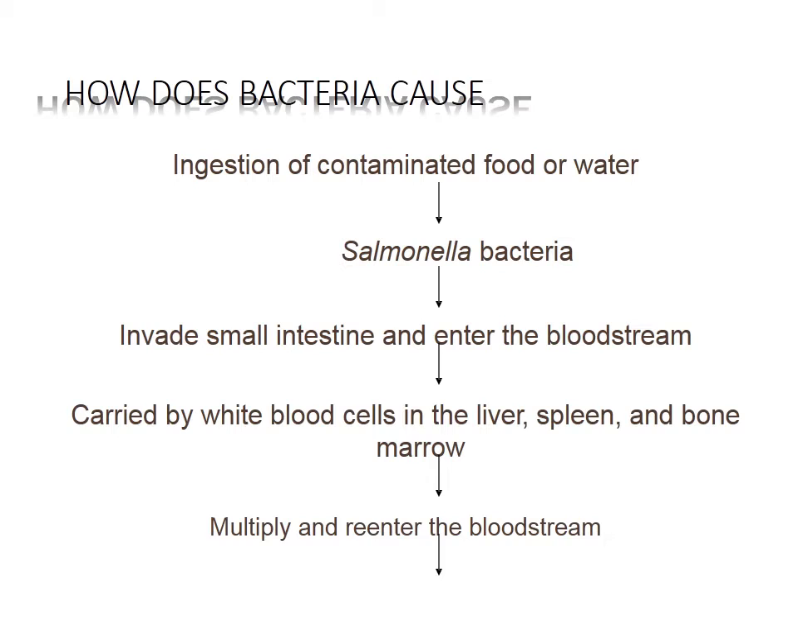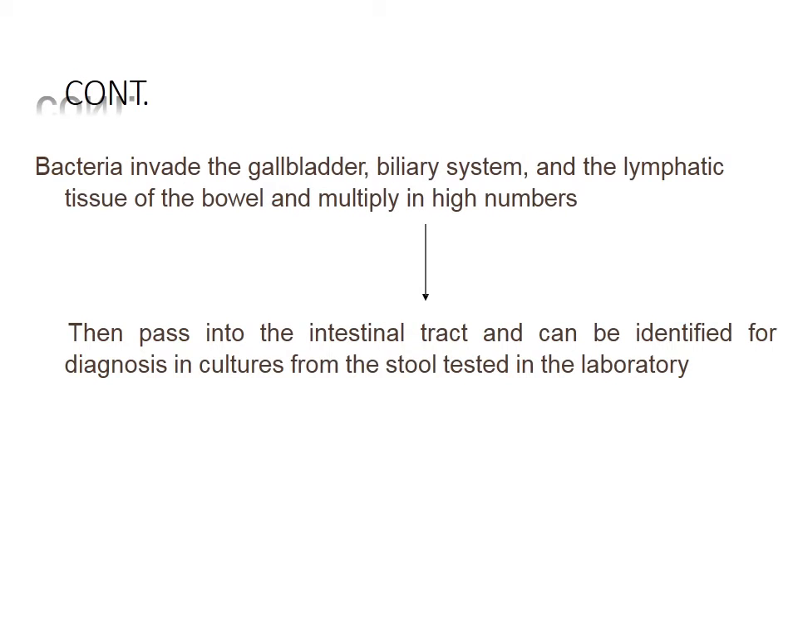How does the bacteria cause disease? Ingestion of food or water contaminated with Salmonella bacteria. They invade the small intestine and enter the bloodstream. It is carried by white blood cells to the liver, spleen and bone marrow, and there they multiply and re-enter the bloodstream. Bacteria invade the gallbladder, biliary system and the lymphatic tissue of the bowel and multiply in high numbers, then pass into the intestinal tract and can be identified for diagnosis in cultures from the stool tested in the laboratory.